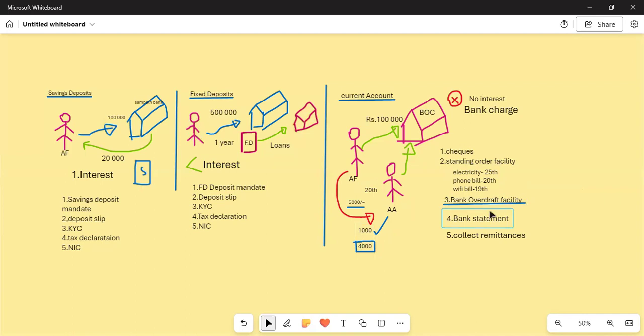Bank statement means that you are getting a summary. Collect remittances means you are collecting the remittances from external parties. Savings, fixed, current. Did you all understand this 100% well? Any questions from savings, fixed, current? Understanding is the important thing. Later you can write anything in your tutor.